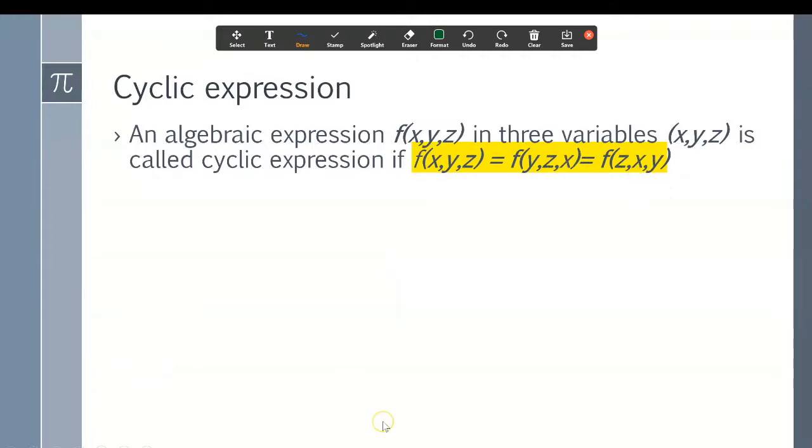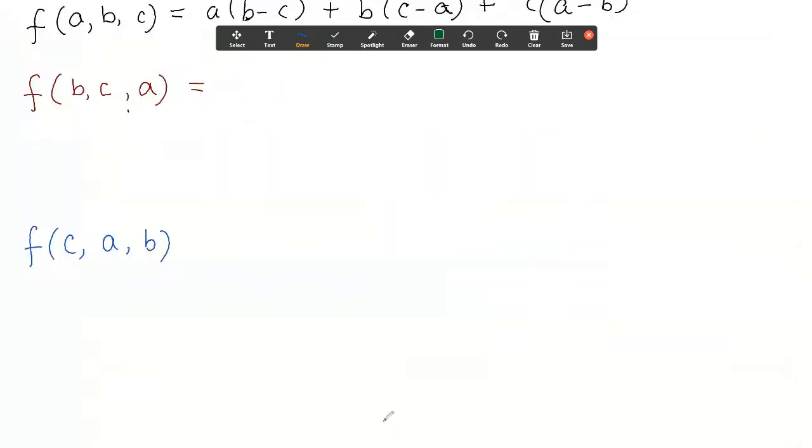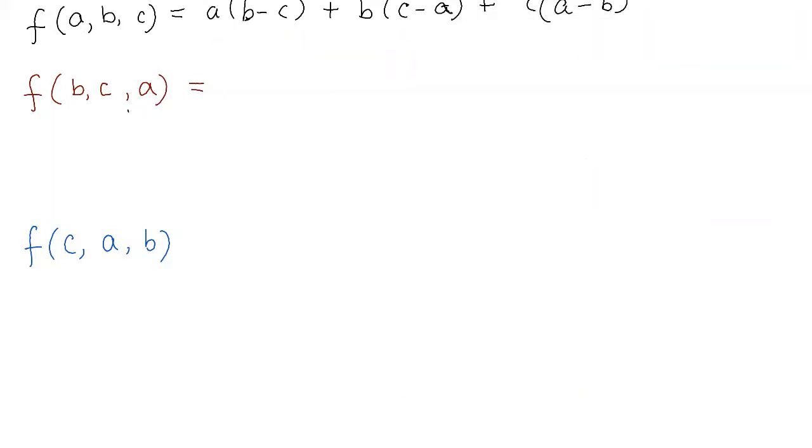Let's study with an example. The function f(a, b, c) is a(b minus c) plus b(c minus a) plus c(a minus b). This is an example. So what is our rule? We are interchanging the variables. We will replace a with b, b with c, and c with a. So we have to see whether they are equal or not.